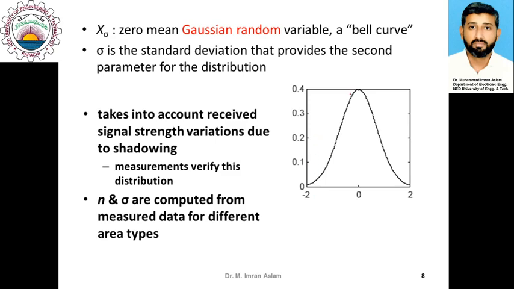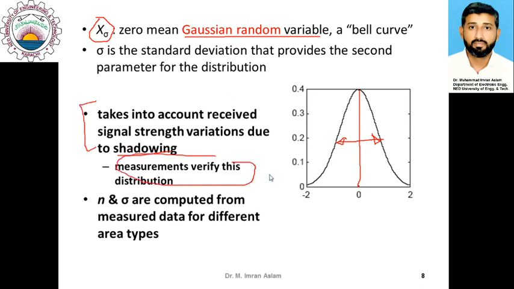So this is an illustration of a Gaussian random variable, which is representing shadowing. It has a zero mean, but it has some standard deviation. If the variation is strong, the standard deviation will be high. If the variation is small, the standard deviation will be low. So the addition of this random variable X sigma takes into account the received signal variation because of shadowing, and this phenomenon is easily observable from the measurements as well.